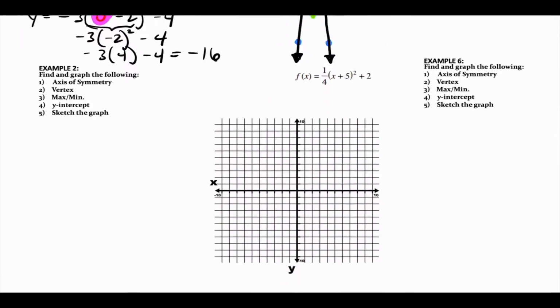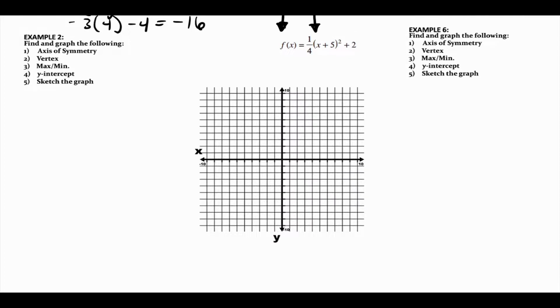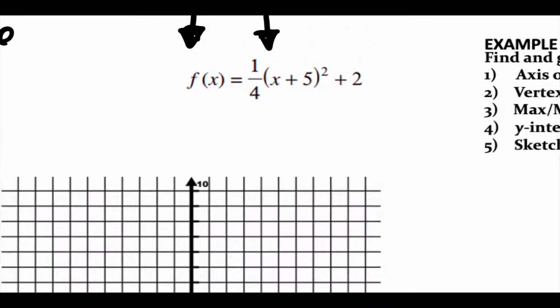All right, now let's look at example number 2. Okay. So number 2, it's in vertex form. I have one set of parentheses squared. That's the giveaway there. Okay. So A, H, K.